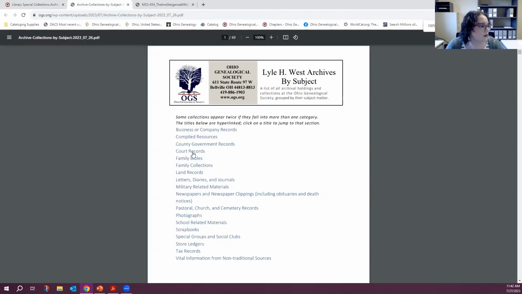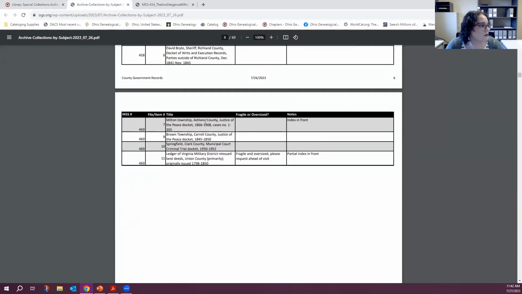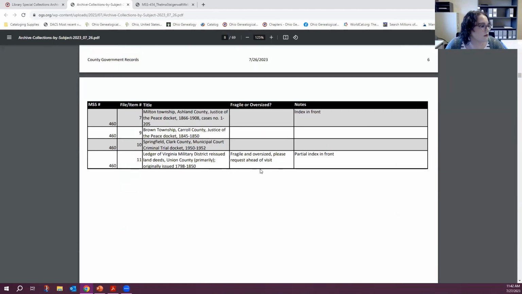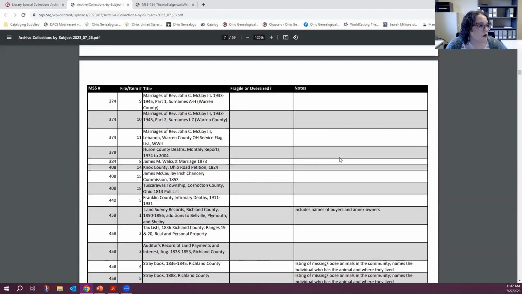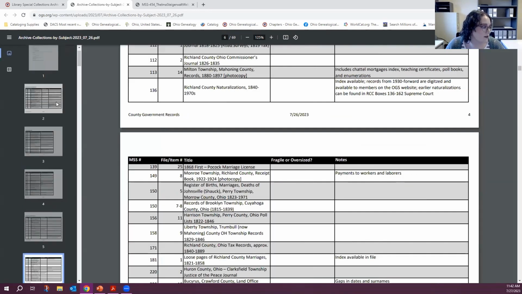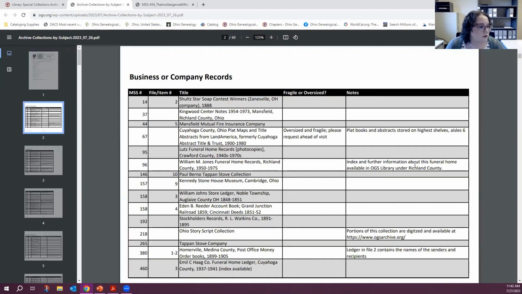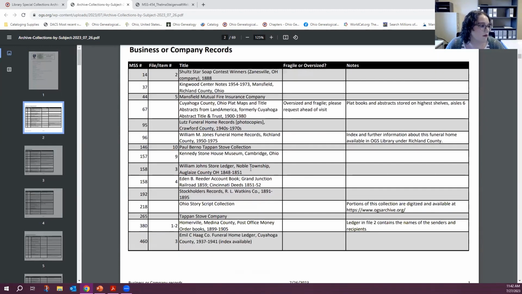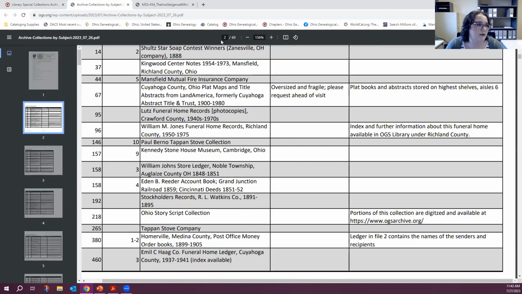to archive collections, those fragile and oversized collections will be noted in the manuscript key under the notes column. The specific example I was thinking of are the Cuyahoga County plat maps from Land America, which was formerly Cuyahoga Abstract Title and Trust. Those are huge plat books that we keep on high shelves because they aren't pulled very often. So the manuscript key will note.